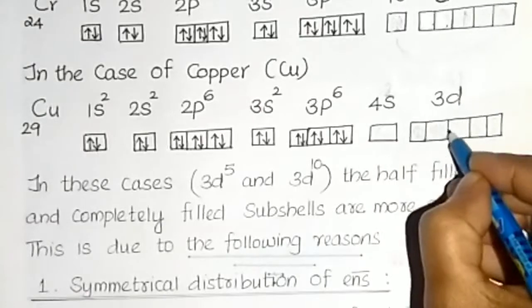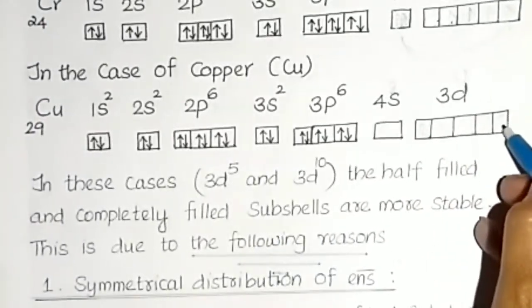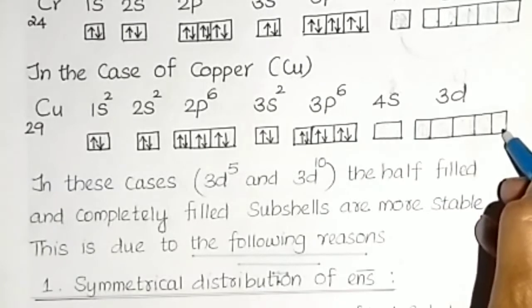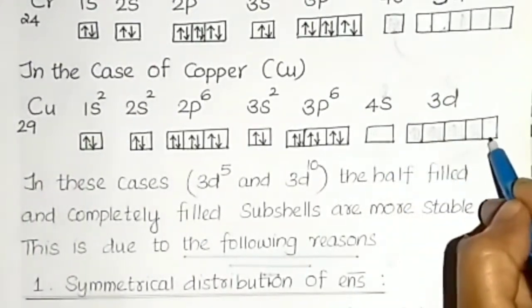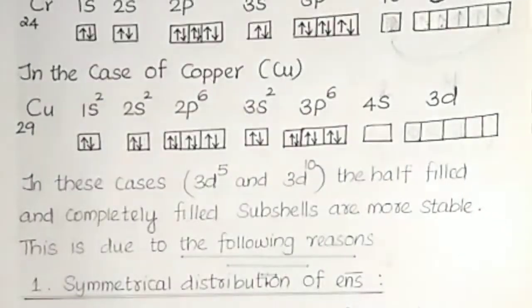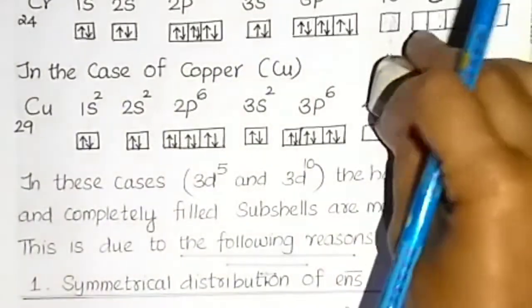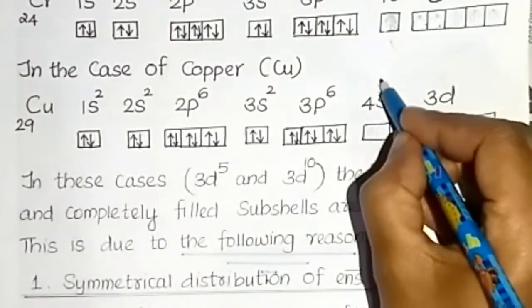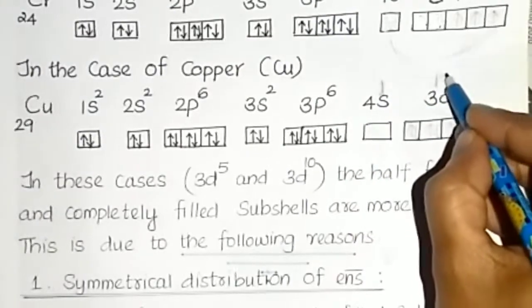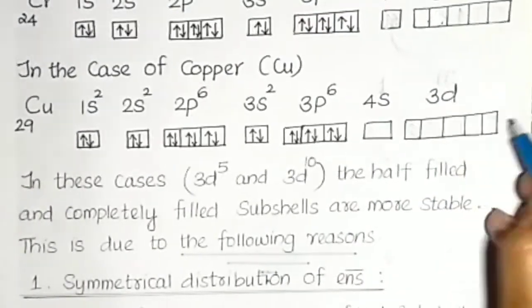This one is paired. Then one orbital has only 1 electron. So from this 4s level, 1 electron jumps to this 3d level. So here also, 1 electron from this 4s level goes to 3d, giving 4s1, 3d10. One electron jumps from here, and here also it is paired.